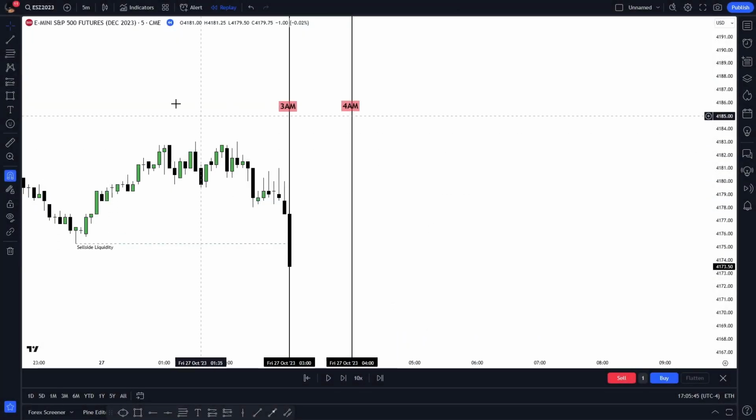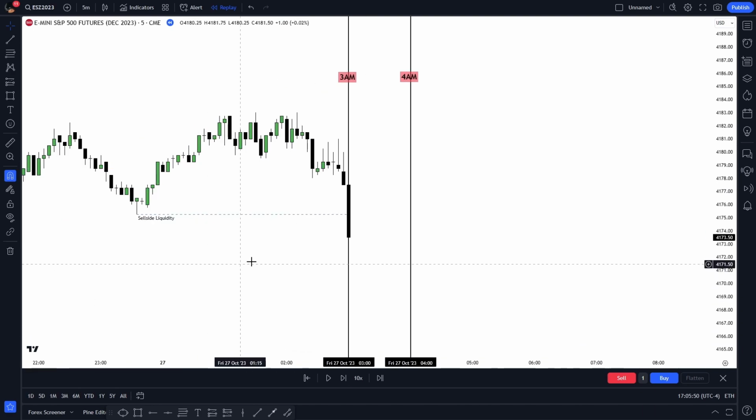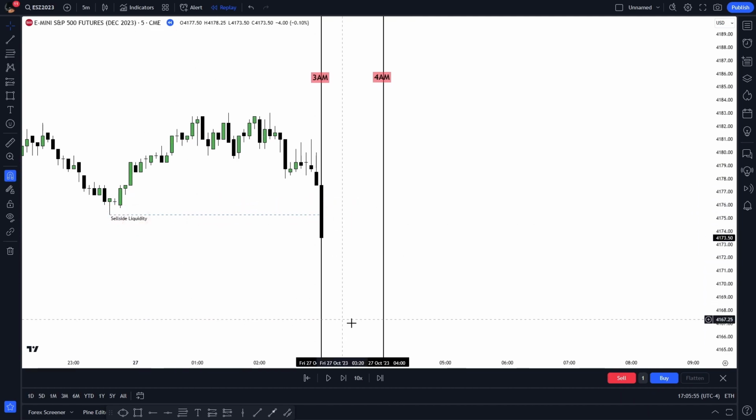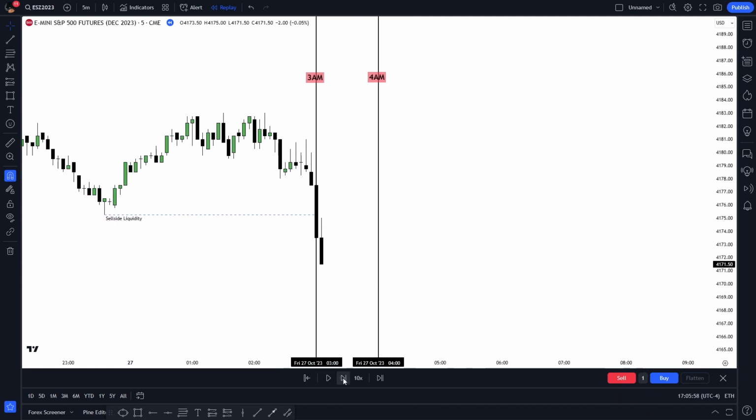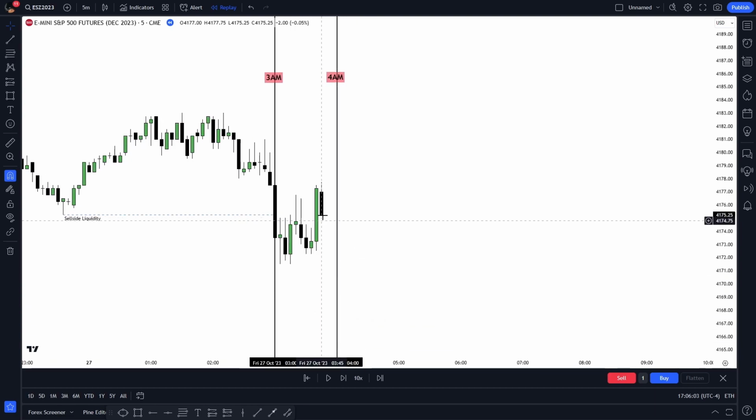Here we are on the E-mini S&P 500, the December contract. So right on the dot at 3 a.m., we get a sell side liquidity sweep. So I would look for a bullish fair value gap, right? Which we get right here. And in this case, we also get a market structure shift here because we break this swing high. Why is it a swing high? Because the wick of the middle candle is higher than both of the wicks next to it, right?